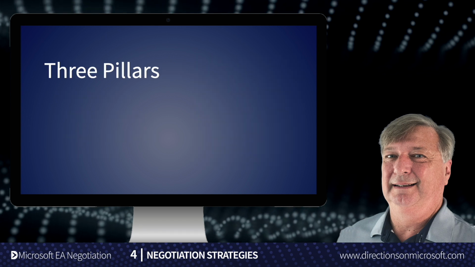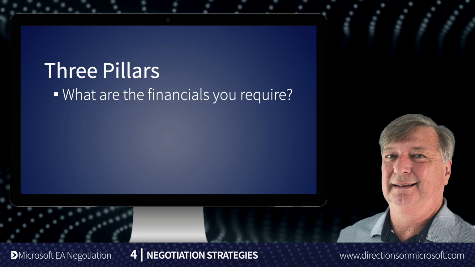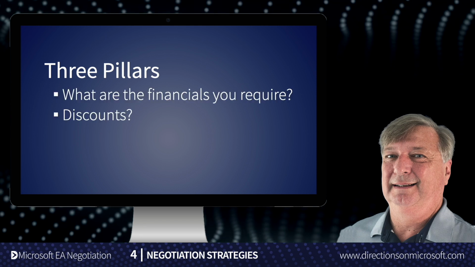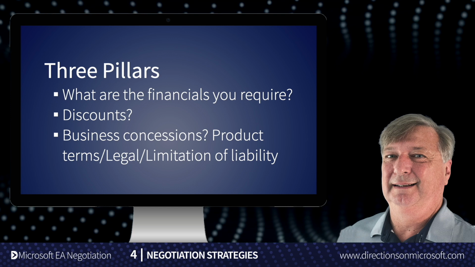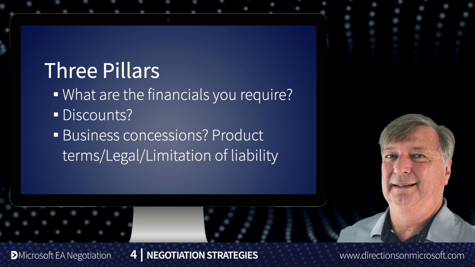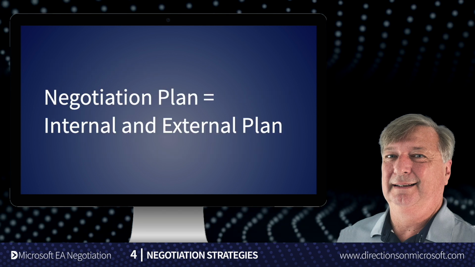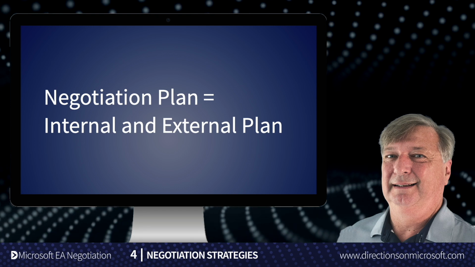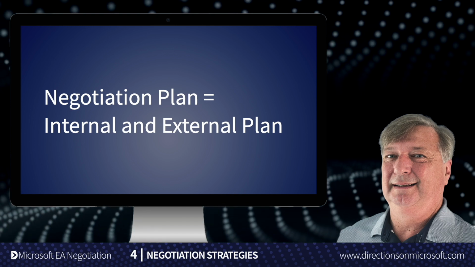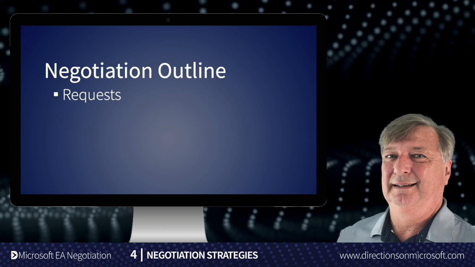And I would recommend that you think of the negotiation plan in terms of three pillars: the financials you require, discounts, business concessions you require, changes in the product terms, legal things you require, change in limitation of liability. You need to think of the negotiation plan as an internal plan and an external plan to document all of your requests. The negotiation outline should have what's your request, a discount.